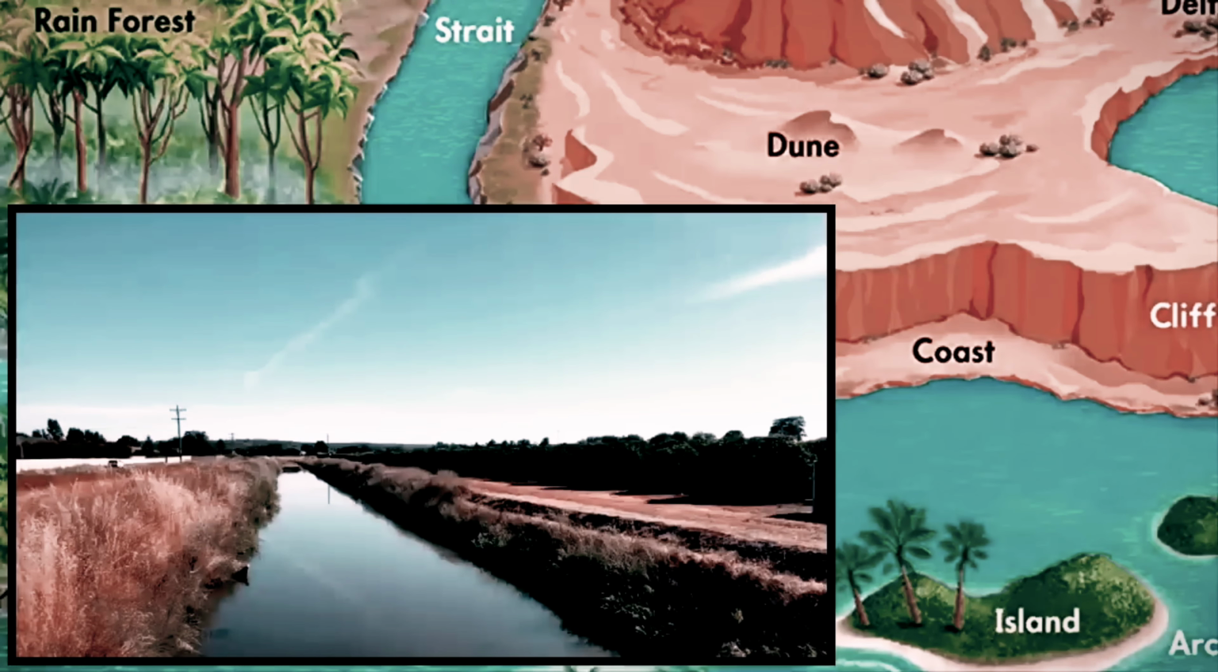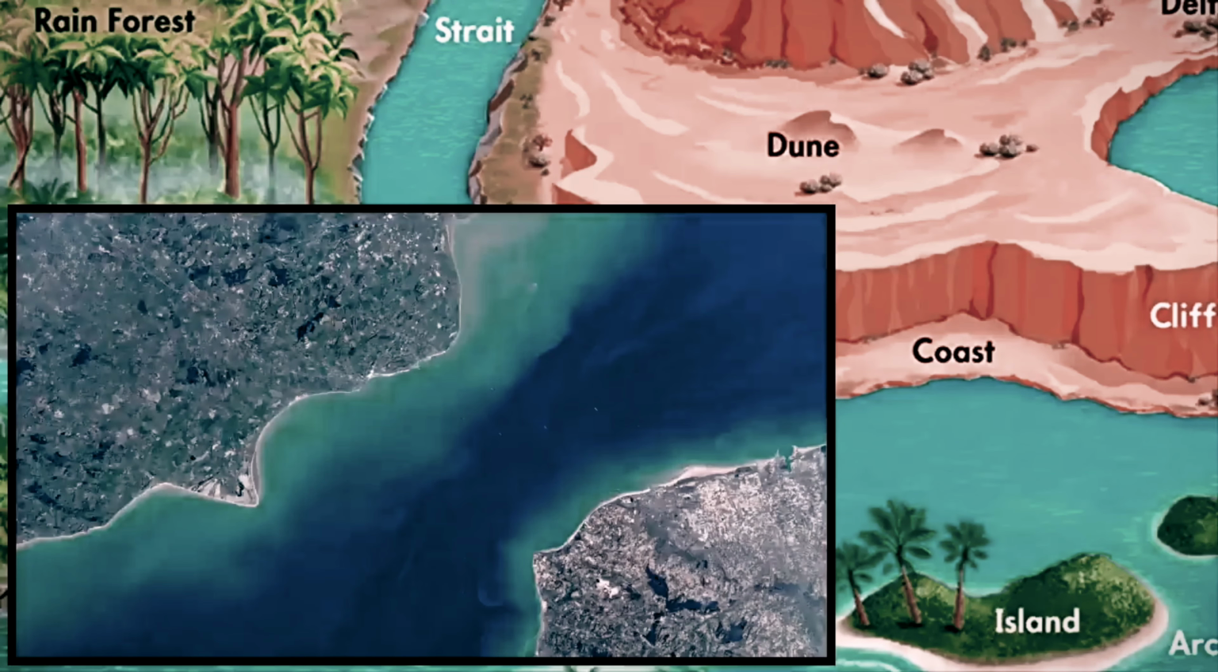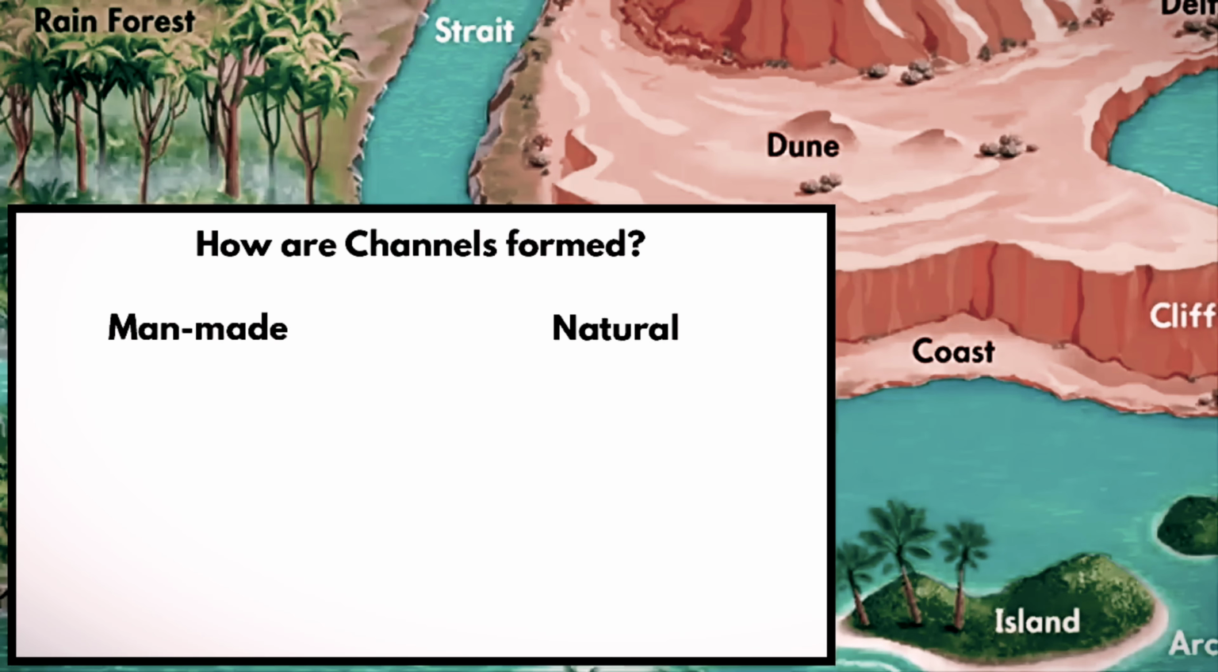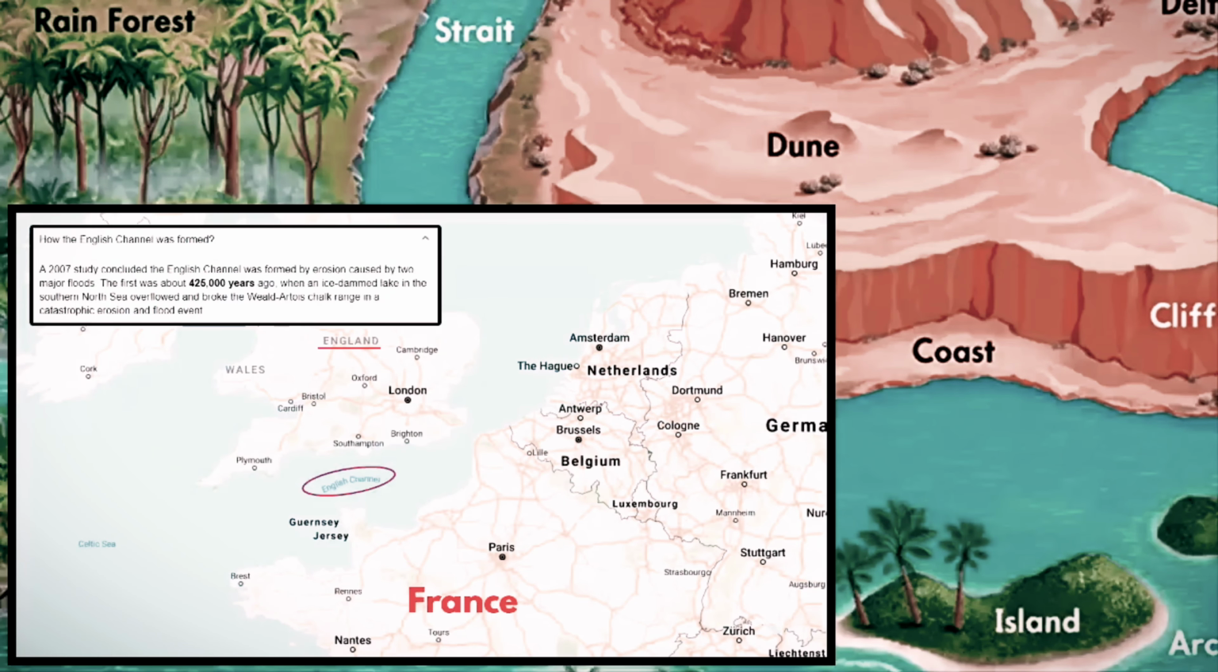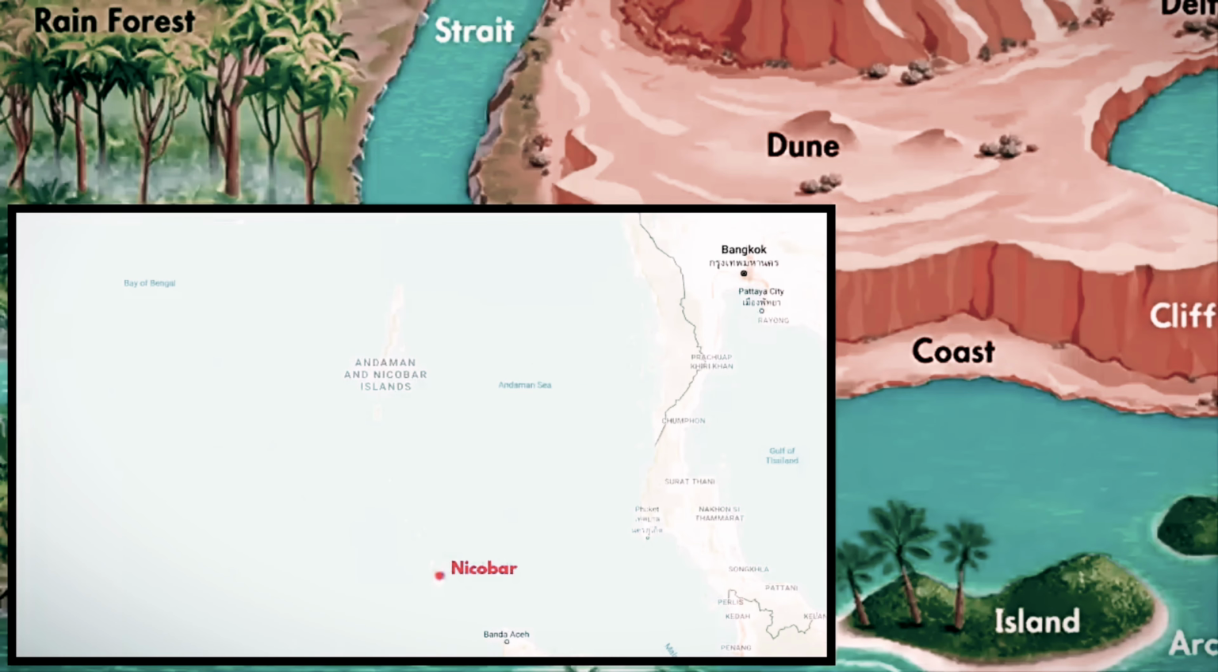Around the world, you will find both small as well as big channels. That means channels are created both naturally as well as by humans. Natural processes include tectonic activity, carving of landmass due to glaciers, and overflowing of water bodies. Man-made processes include digging up the land so that large ships can pass through them. A good example is the English Channel. It separates southern England from northern France. In India, we have the Ten Degree Channel that separates the Andaman Islands and the Nicobar Islands from each other in the Bay of Bengal.